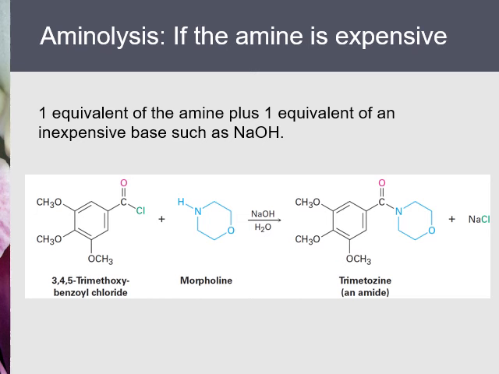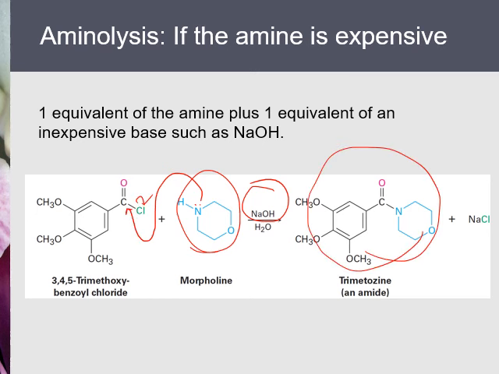Now, if you are using a very expensive amine, for example in this case, you don't want to use two equivalents, so you have to add a cheap base, in this case sodium hydroxide. One equivalent of amine serves as a nucleophile, attacks the carbonyl carbon, and that gives you the desired product. And during the reaction you need to use a base, in this case hydroxide.